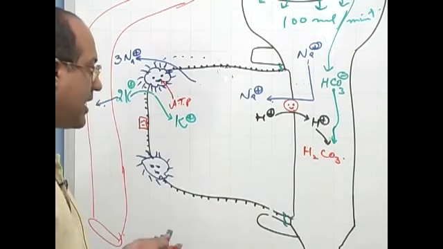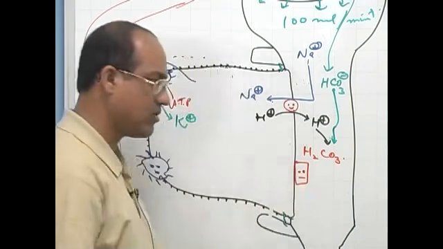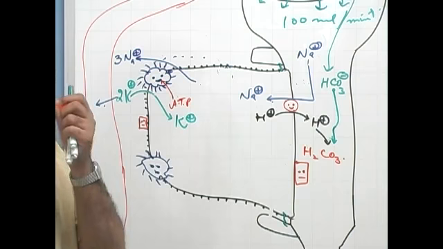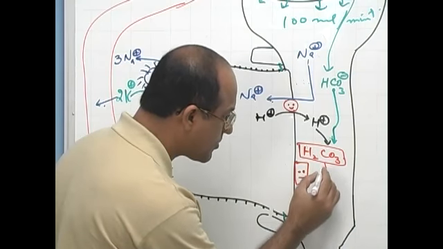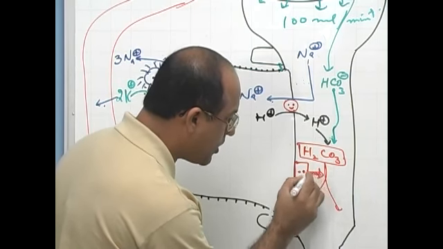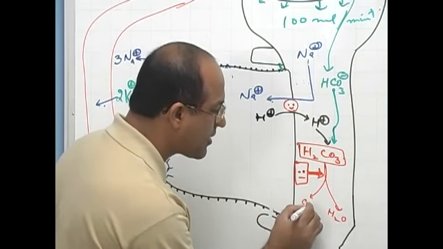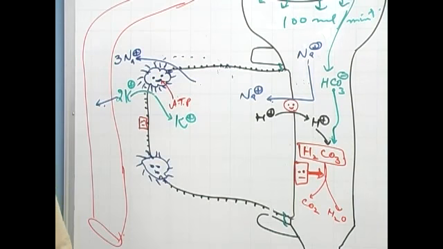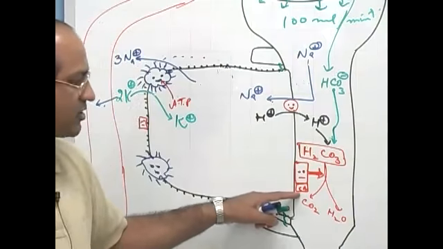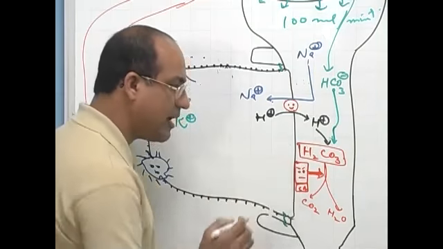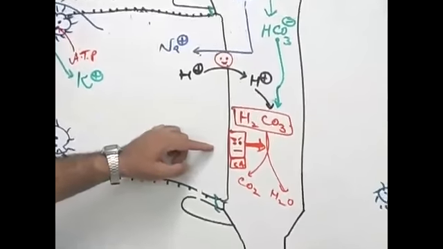Carbonic acid. And then there is a very important enzyme here, expressed on the luminal membrane. This enzyme breaks down this particular substance. What is this substance? Carbonic acid. This enzyme will work on carbonic acid and break it down into water and carbon dioxide. What should be the name of this enzyme? Yes, carbonic anhydrase. And because it is on the luminal side, it is called luminal carbonic anhydrase.